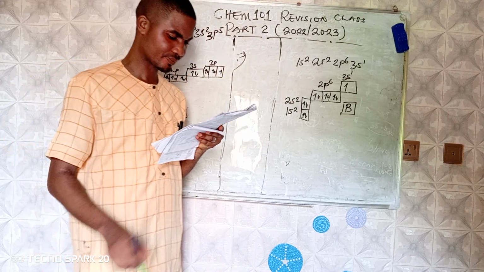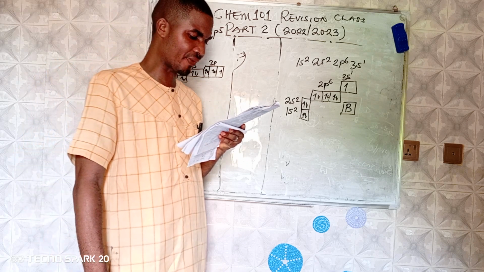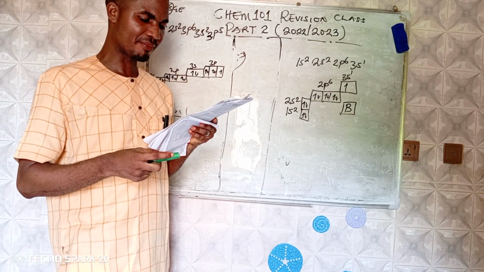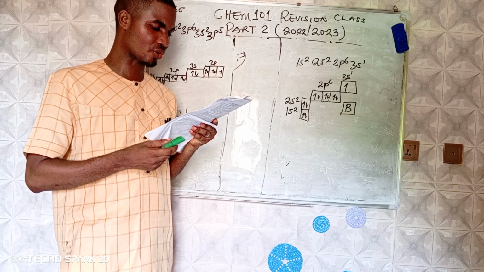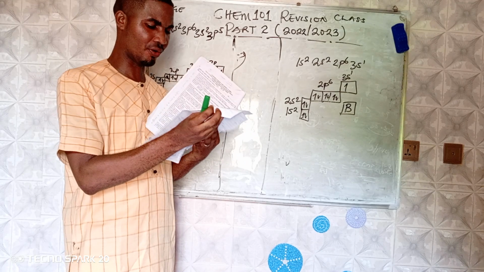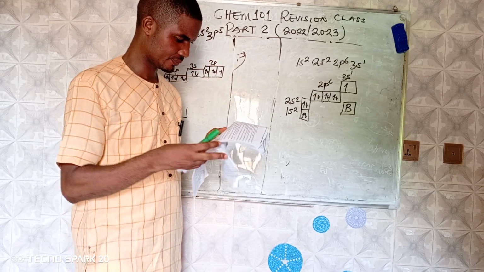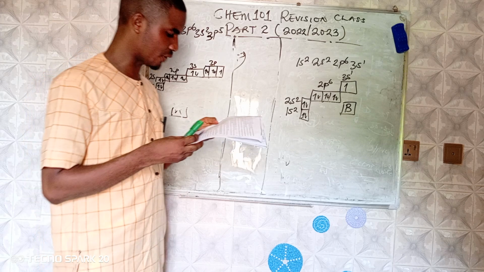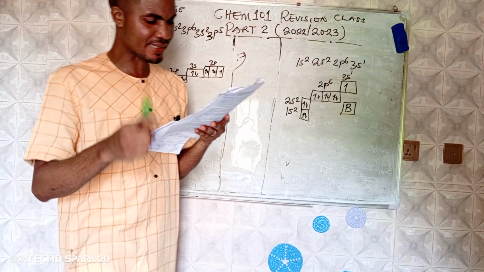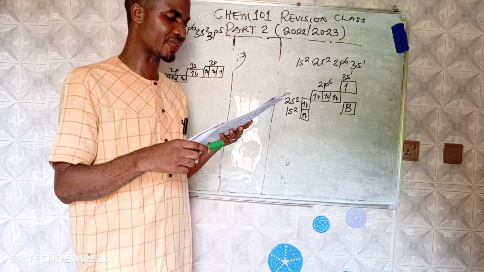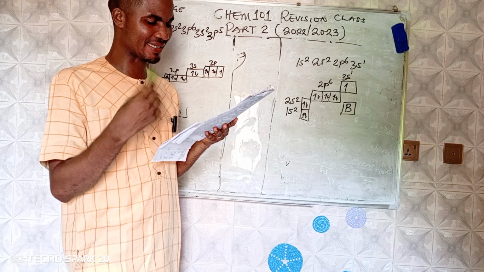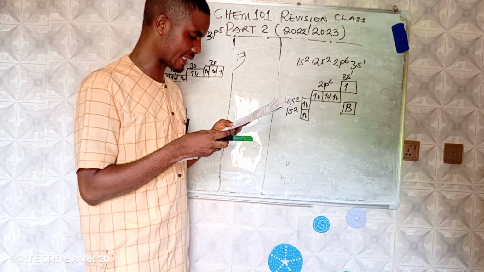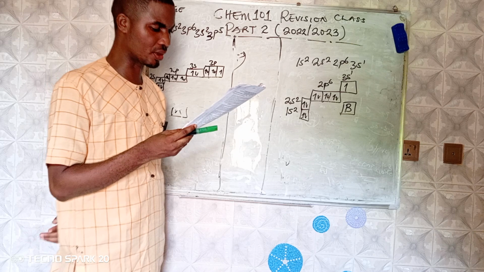Question 44. The occurrence of successive groups of elements showing strong chemical similarities because of their similar outer electron shell is called periodicity. Yes, that's what we call it: periodicity.